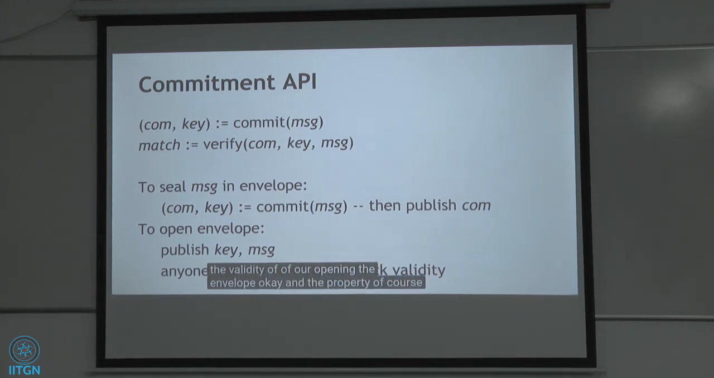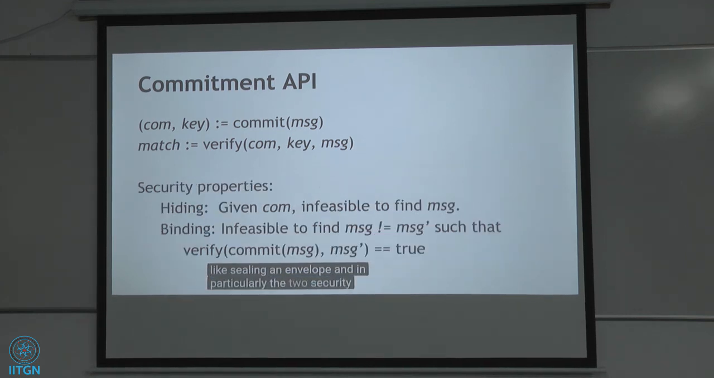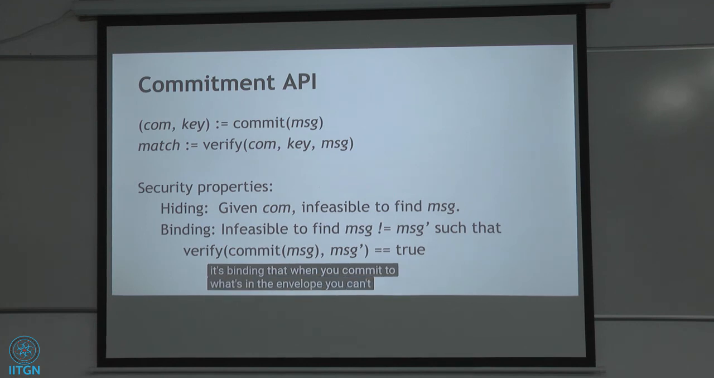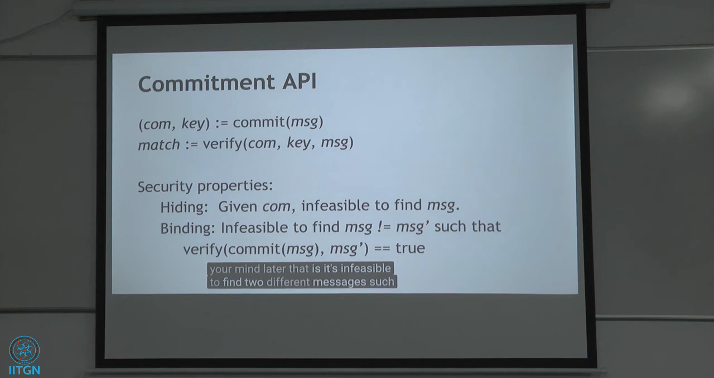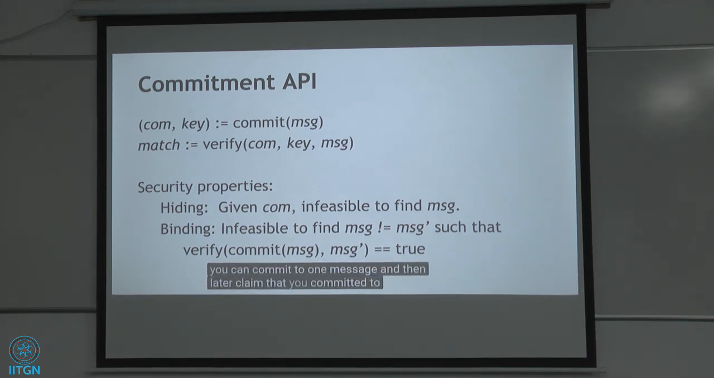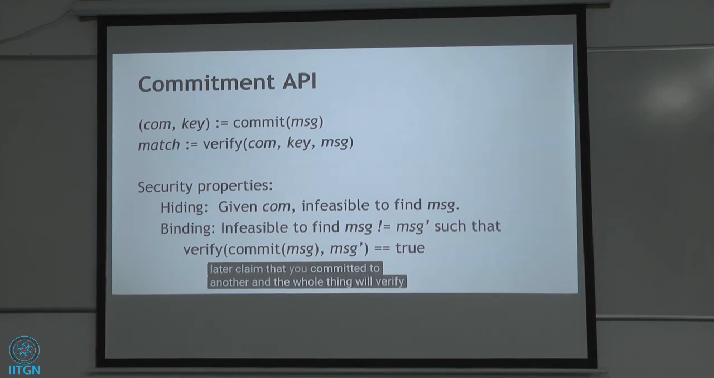And the property, of course, we want from this is that it behaves like sealing an envelope. And in particular, the two security properties are these. First, given com, the commitment, the envelope on the table, someone just looking at the envelope can't figure out what the message is. The second property is that it's binding, that when you commit to what's in the envelope, you can't change your mind later. That is, it's infeasible to find two different messages such that you can commit to one message and then later claim that you committed to another, and the whole thing will verify.